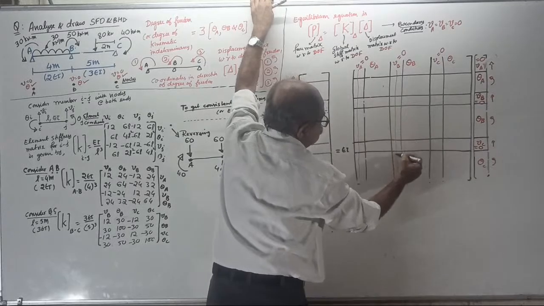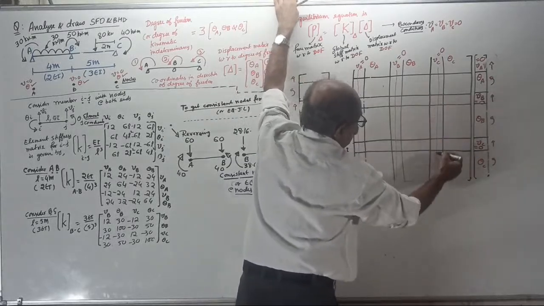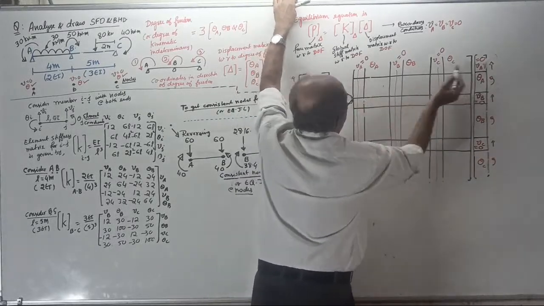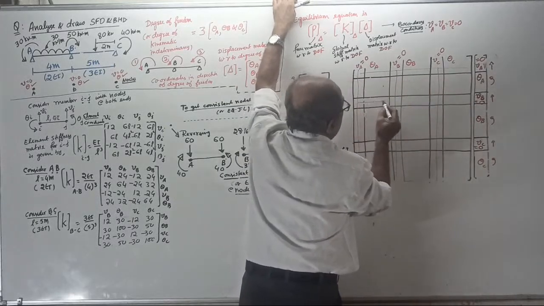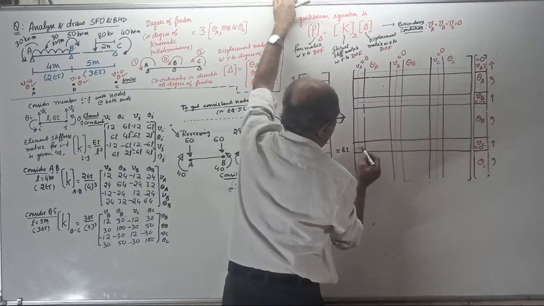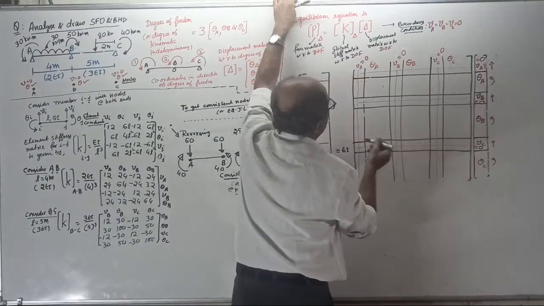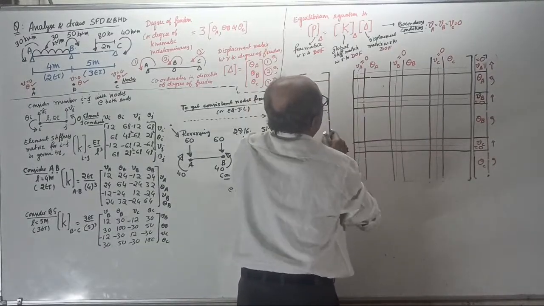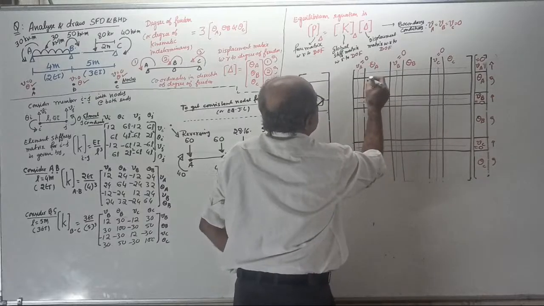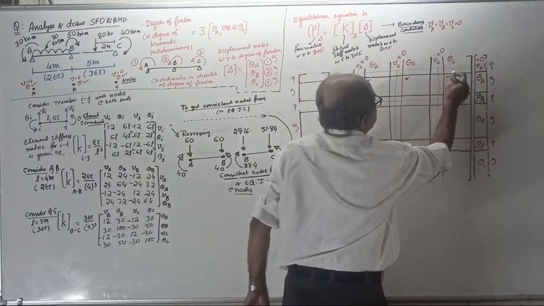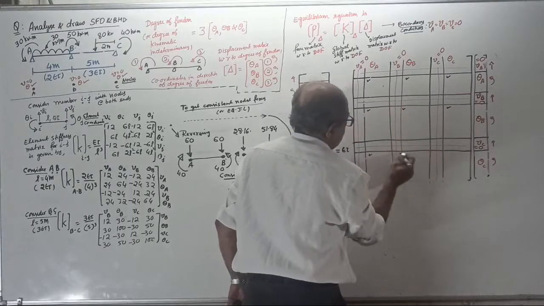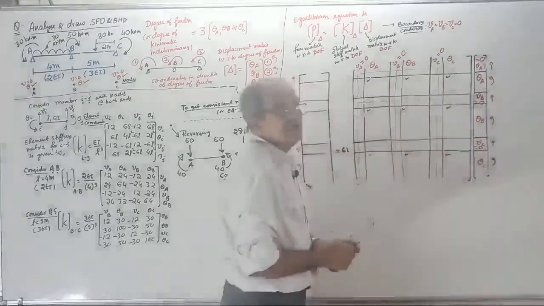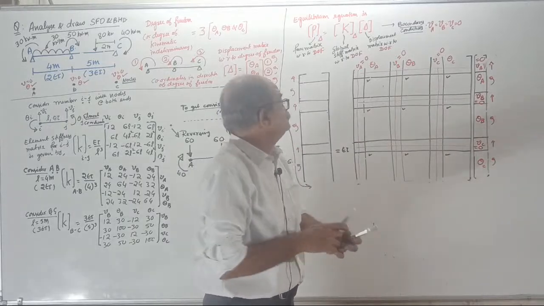VB 0, VC 0. Then here also VA 0, VB 0, cut, VC 0. Now you require only this number, this number, this number, this number, this number, this number, this number, this one and this one. Start. How to get, I told you.